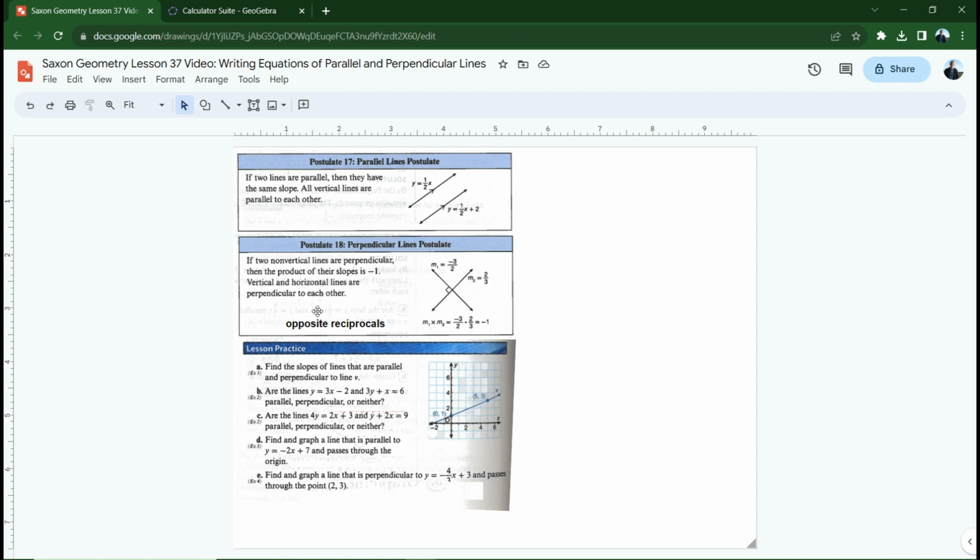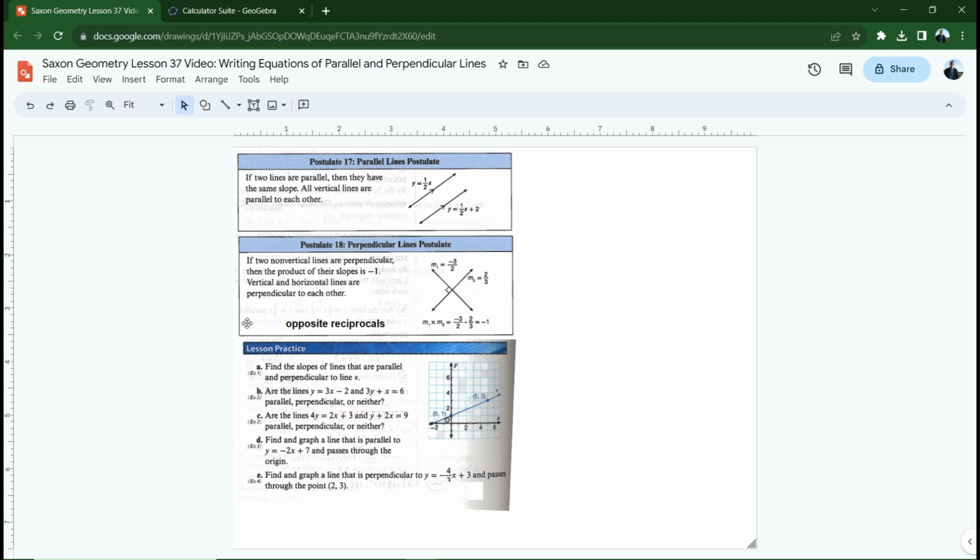So the denominator of the first one is the numerator of the second, and the numerator of the first is the denominator of the second. Does that make sense? So these are numbers like 3/2 and 2/3. These are reciprocals, and they're opposites because one is negative and the other is positive.